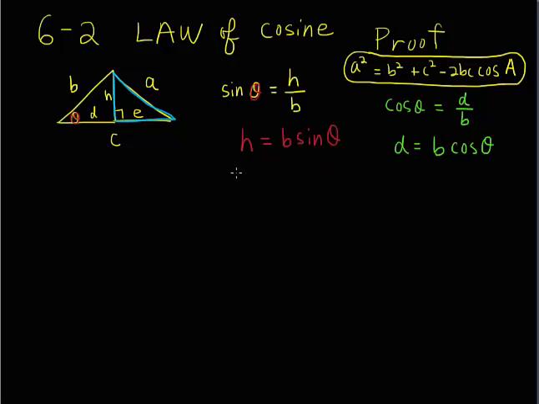So we're gonna get a situation here where when we look at the blue triangle here, the baby blue, we're gonna get a squared is equal to h squared plus e squared.